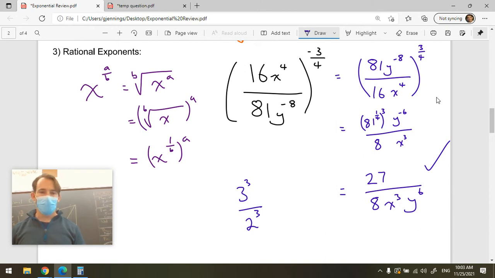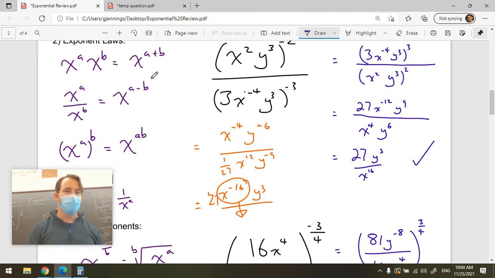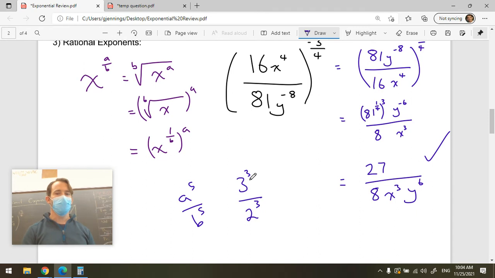No. If I have a to the 5 over b to the 5, is that just equal to 1? No, because the bases are different. I can only apply these exponent laws when the base is the same. See? So that's why I can't do any subtraction here. And I can't subtract 8 from 27 to give me 19 because I'm not subtracting, I'm dividing. So it's a different operation. Fraction based on division.